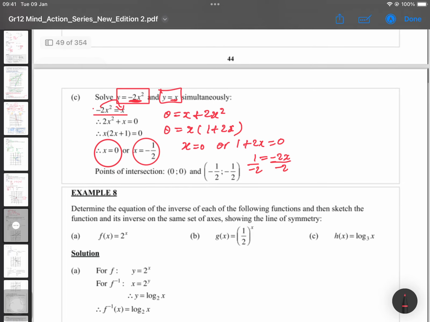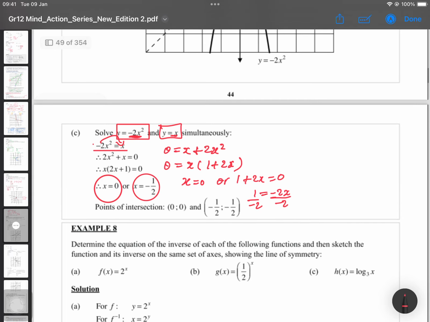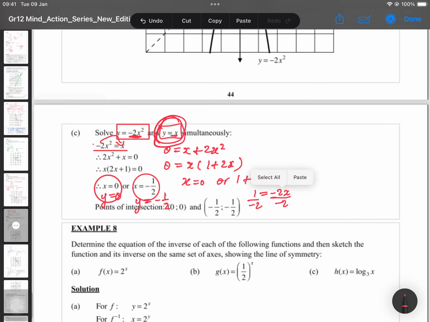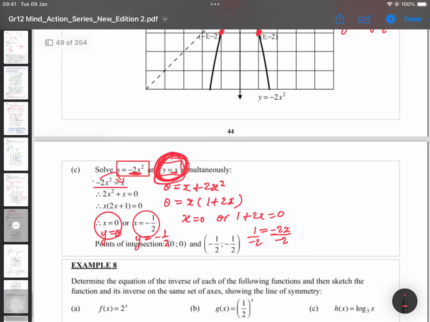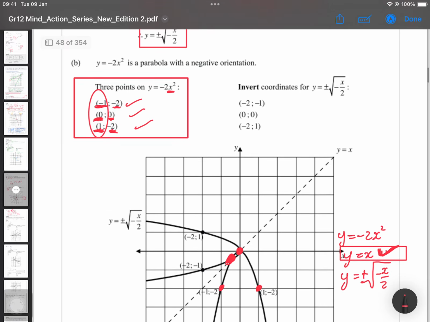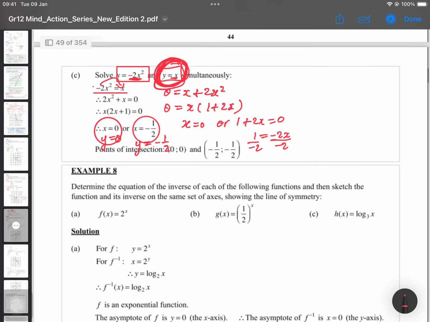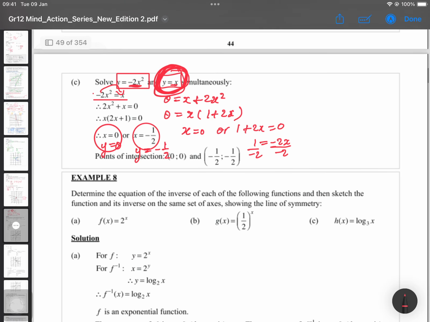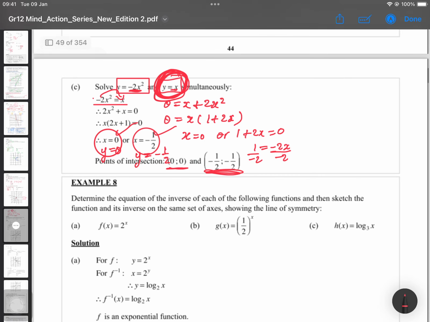Now remember, the x and y will always be the same. So that means the y for this is 0 as well, and the y for this is negative 1 over 2 as well, because of where they are meeting on this line. So the point of intersection, again, is 0 to 0 from the first, and then negative half to negative half from the second part.